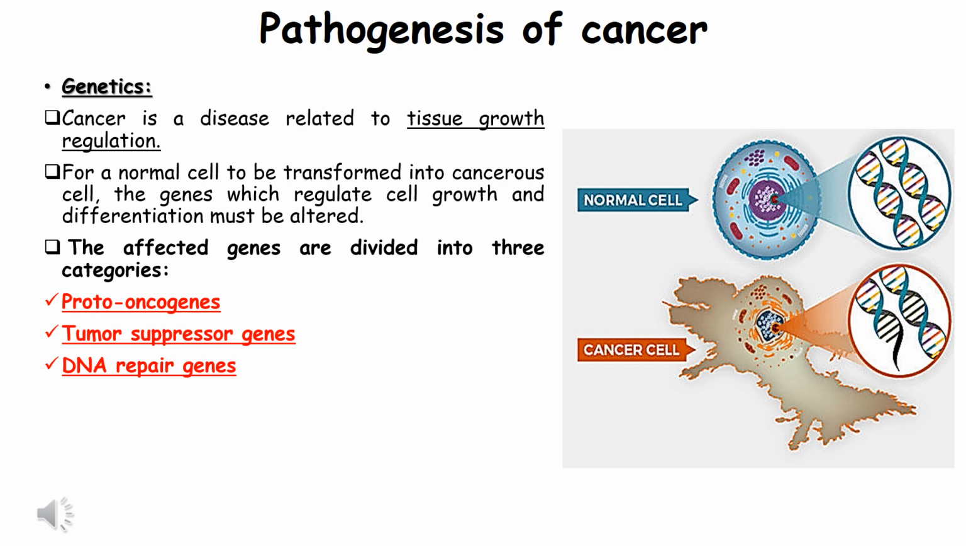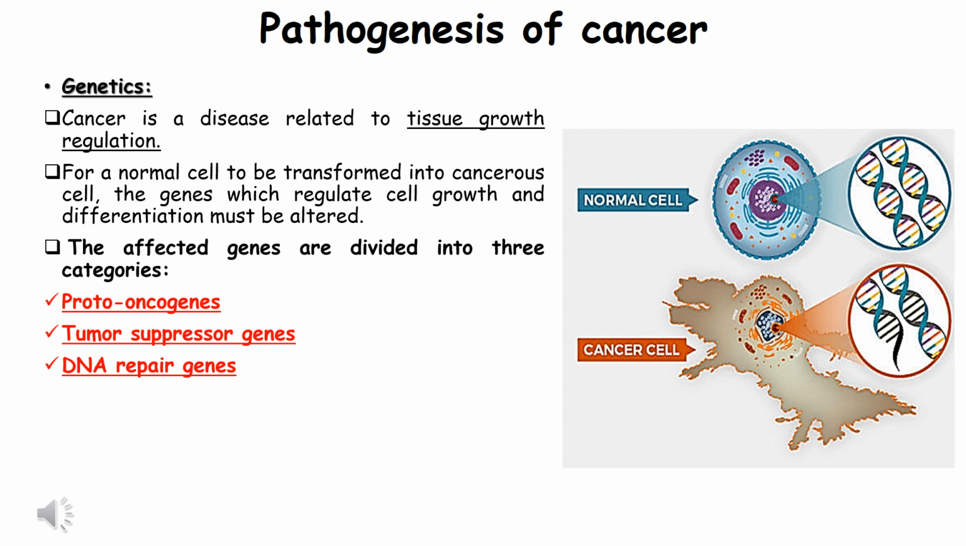The cancer cells have affected genes, and these affected genes are divided into three categories, that is proto-oncogenes, tumor suppressor genes and DNA repair genes. Now, these proto-oncogenes are involved in normal cell growth and division. However, when these genes are altered in certain ways or are more active than normal, then these proto-oncogenes can become cancer-causing agents, which are known as oncogenes. So these oncogenes are the cancer-causing genes, and they allow cells to grow and survive in an uncontrolled manner.